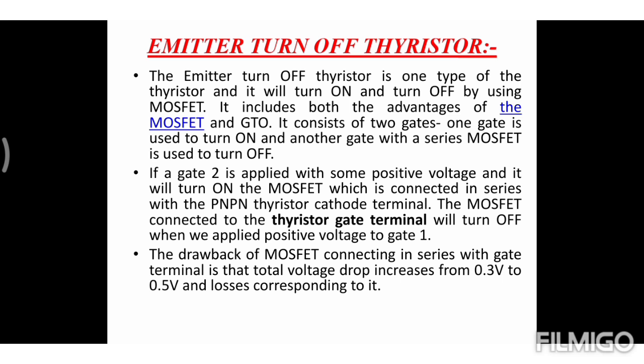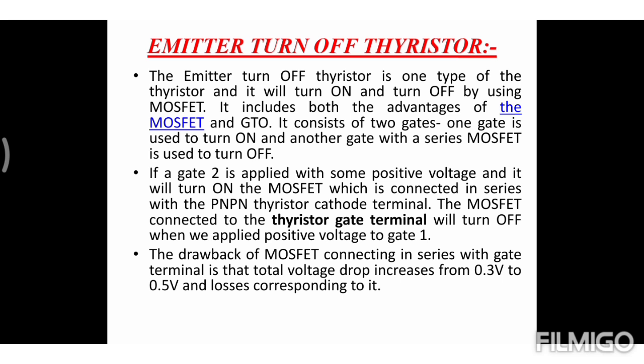Once again I am repeating, this emitter turn off thyristor has the advantages of both MOSFET and GTO. Why? Because it consists of two gates. One gate is used for turn on and another gate with a series MOSFET is used for turn off. So if gate 2 is applied with some positive voltage, it will be turned off.